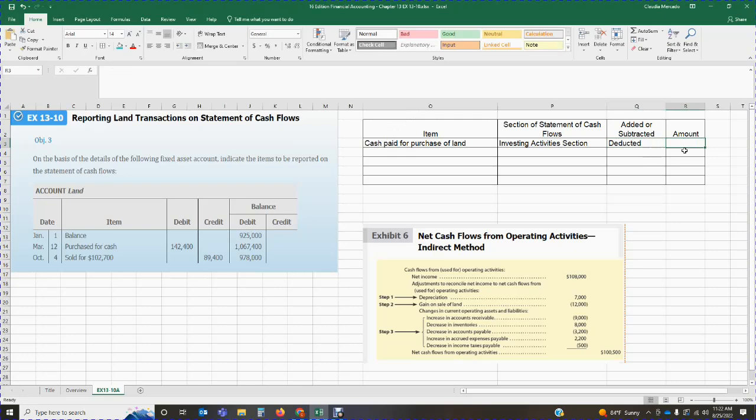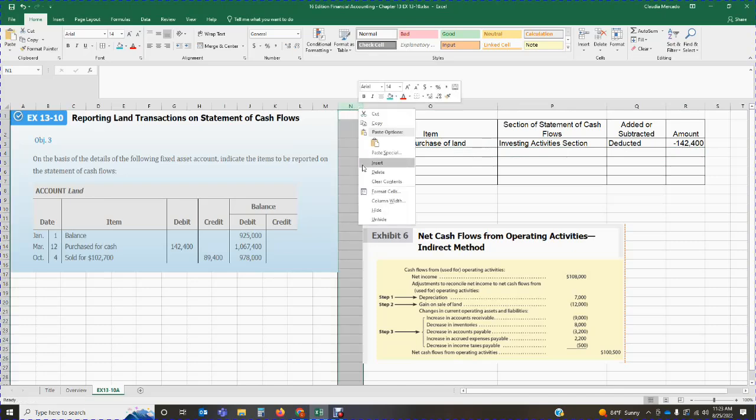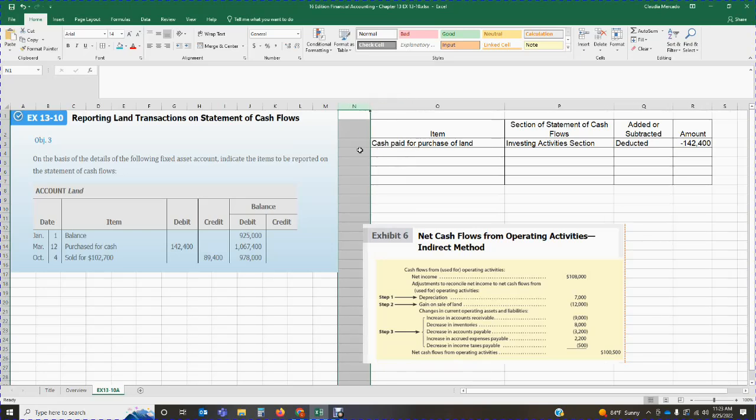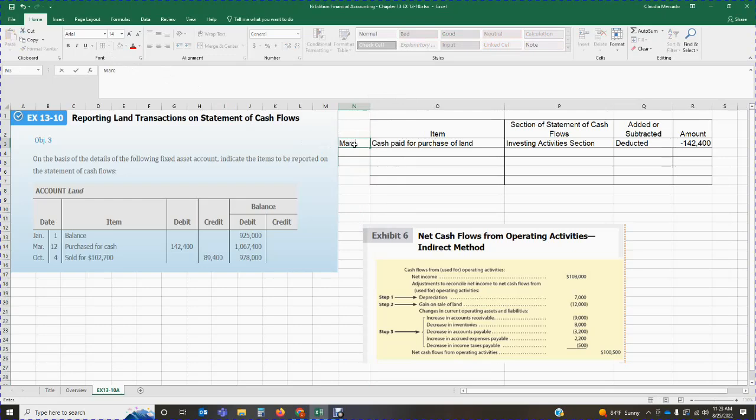Okay, and the dollar amount was $142,400. And it's going to be deducted, so I'm going to put it with a minus sign. So it's going to be a deduction. So cash is going to be subtracted or deducted $142,400 because we paid cash to buy the land. Okay, this happened on March the 12th.